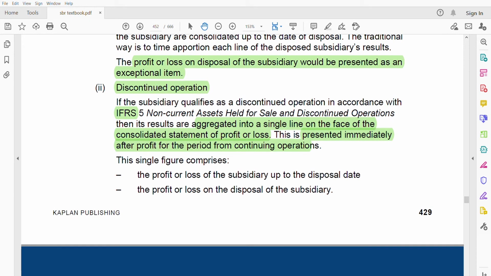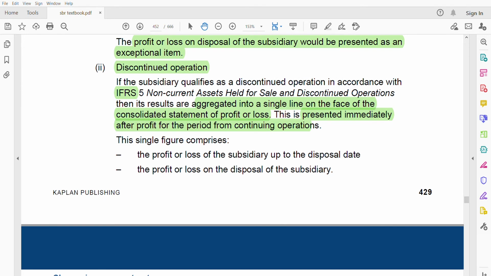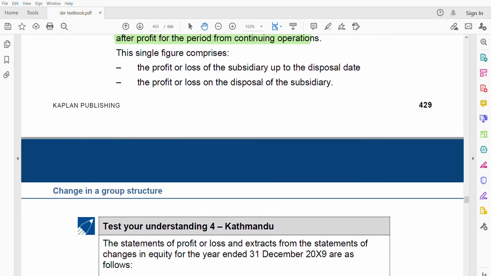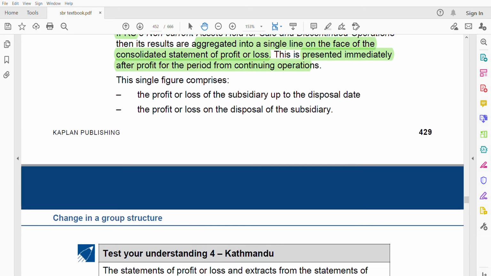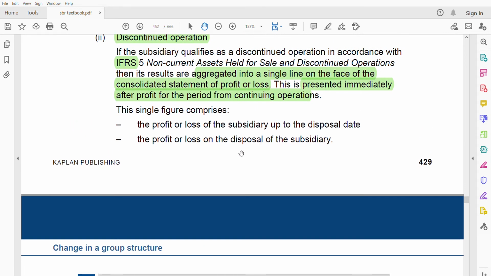The single figure comprises two things. One is the profit or loss of the subsidiary up to the disposal date, and the other is the profit or loss on the disposal of the subsidiary. So if you are using the first method, it will be the profit or loss up to the date of disposal. If I am using the second, discontinued operation, then it is the profit or loss on the disposal of the subsidiary.